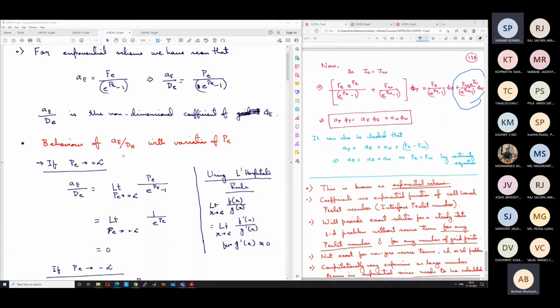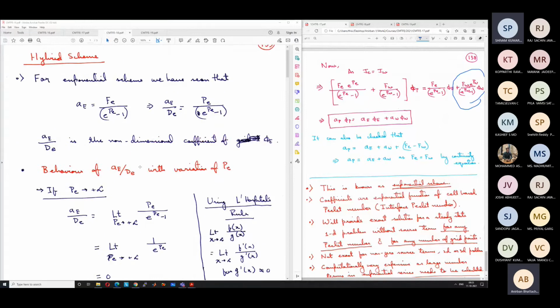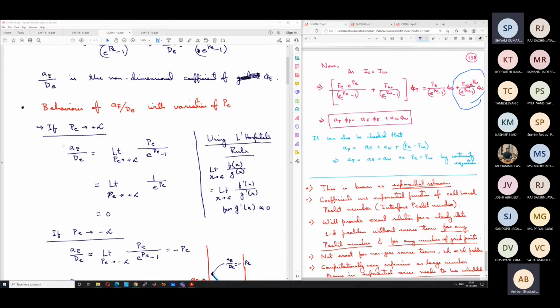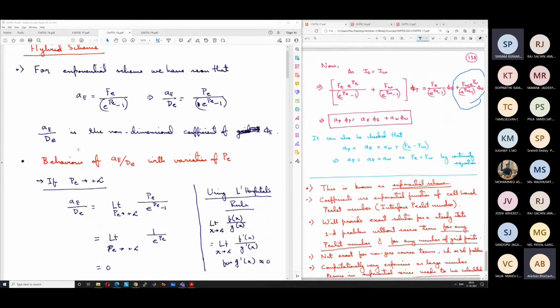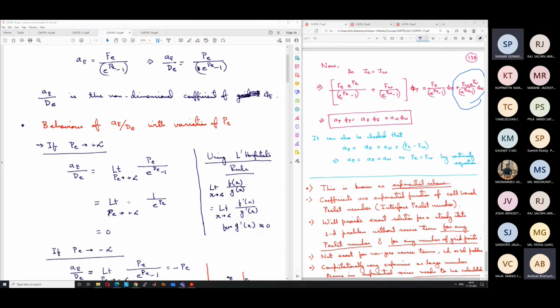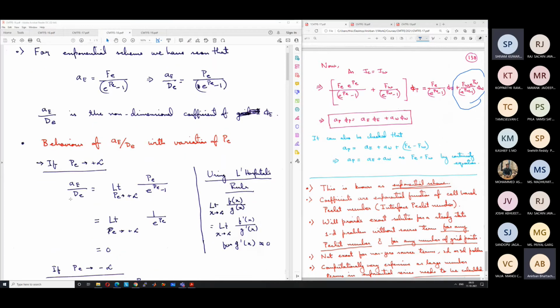So we are trying to understand the behavior of this non-dimensional coefficient of phi, A by D. We will see the value of this coefficient at the positive limit of Peclet number, positive infinity, at negative infinity, and at 0. So for P tends to infinity, A by D is equal to the limit as P tends to positive infinity of P by e to the power P minus 1.